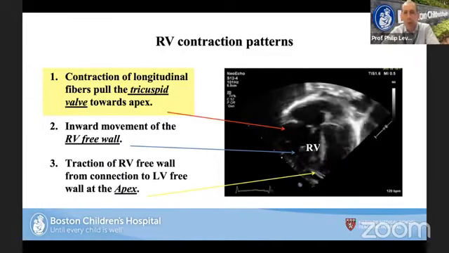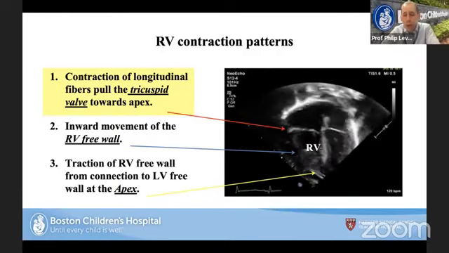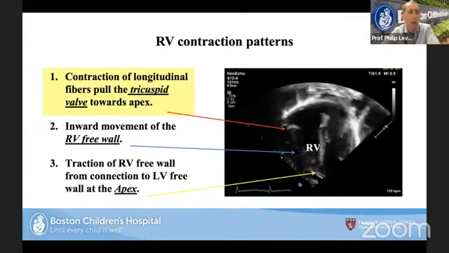There's also an inward movement of the free wall, and there's also a connection of the right ventricle to the left ventricle. The translation to clinical practice: if you have a baby who is having right heart failure, you need to make sure that it's not due to the left heart. Is it due to the pressures in the lungs? Is it due to the fact that you're not giving enough fluid to resuscitate the baby? So that gives you insight in how to manage the right side.